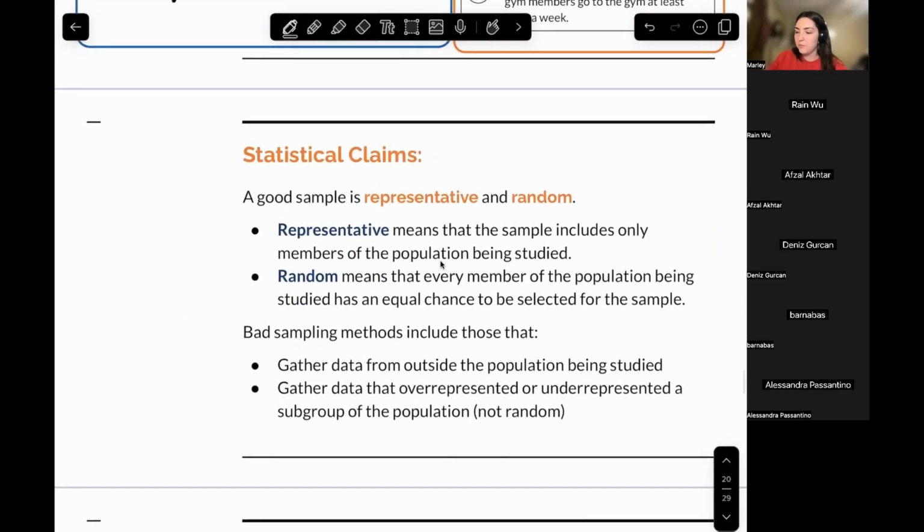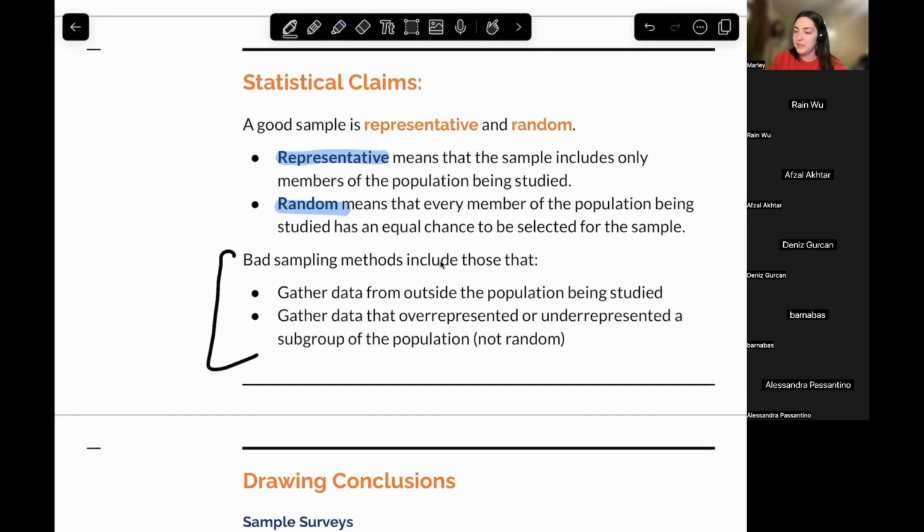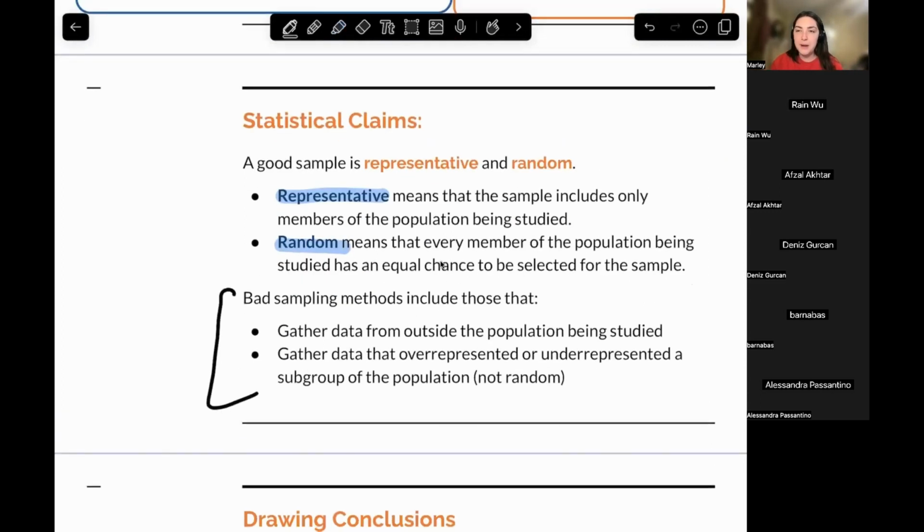Statistical claims, what we were talking about before, like bad sampling, is just making sure things are representative of a population. Random means that anyone in the population has an equal chance of being selected. If you take a statistics class, you'll learn all about different sampling methods. But for the SAT, we just need to recognize, is this okay or is this not okay, almost like for the multiple choice.